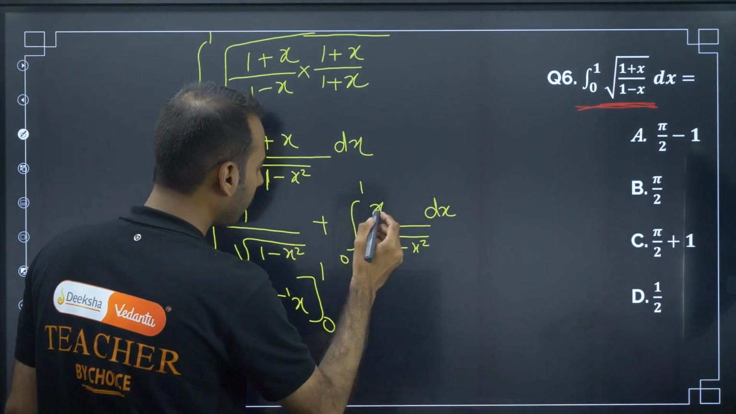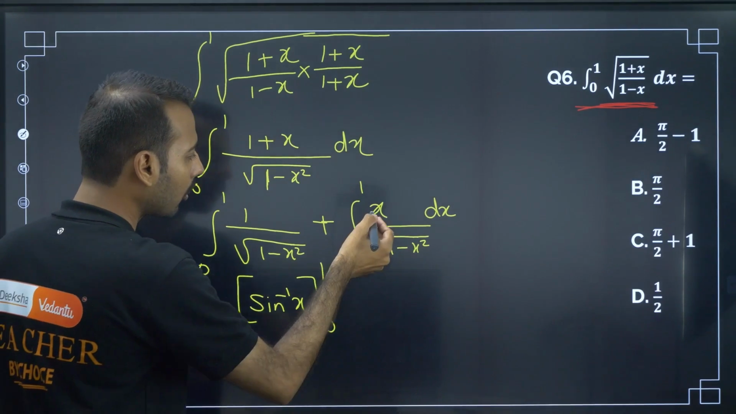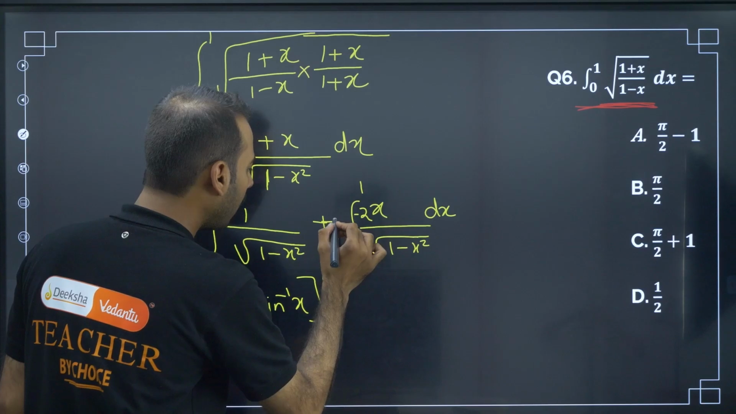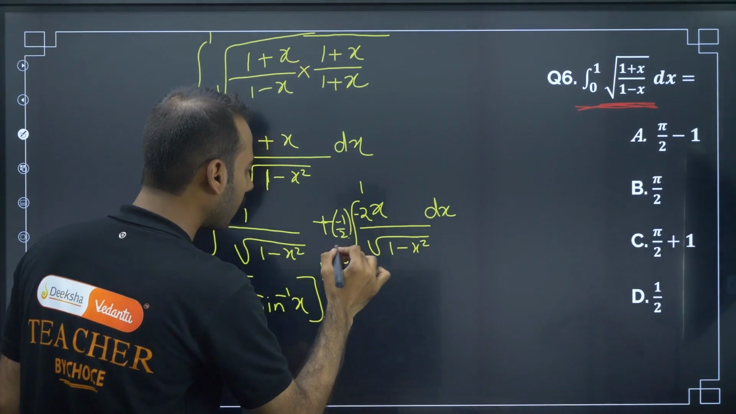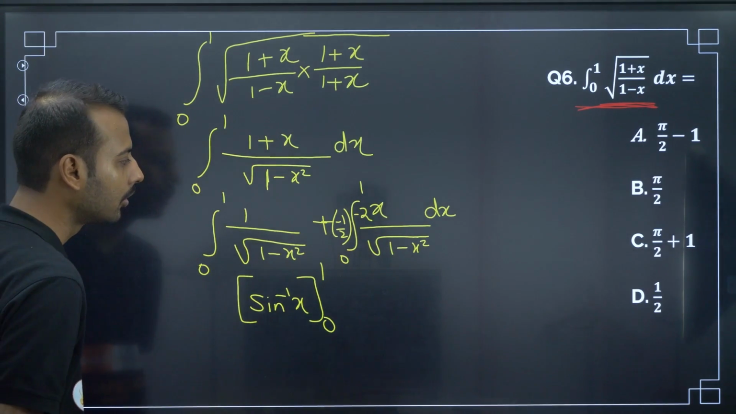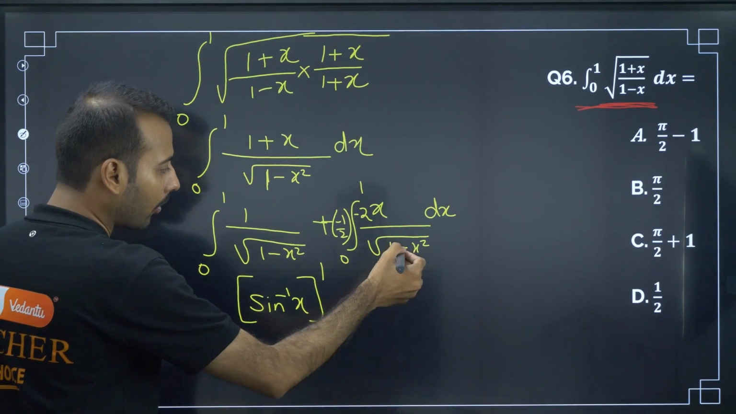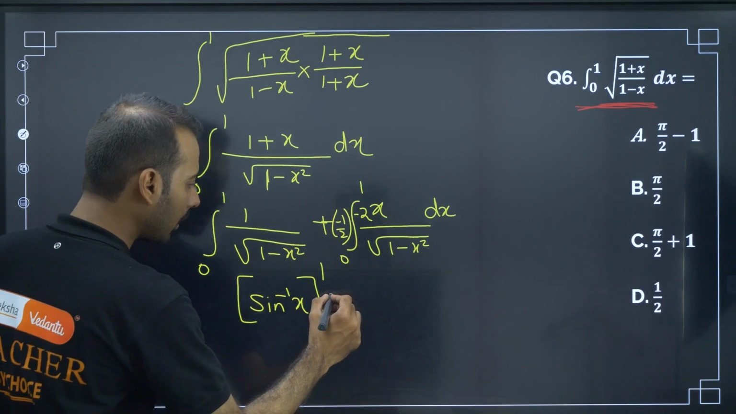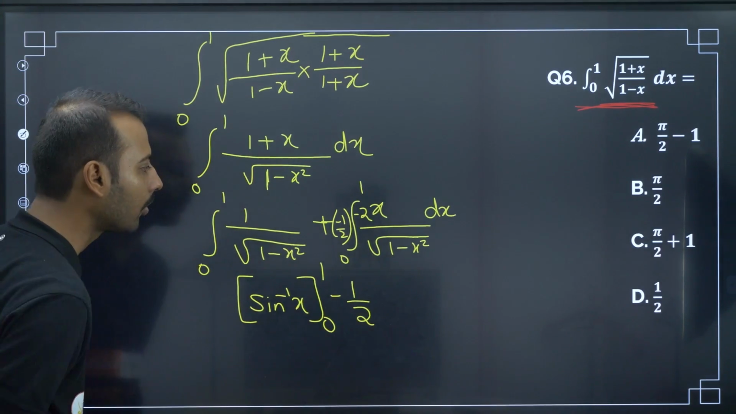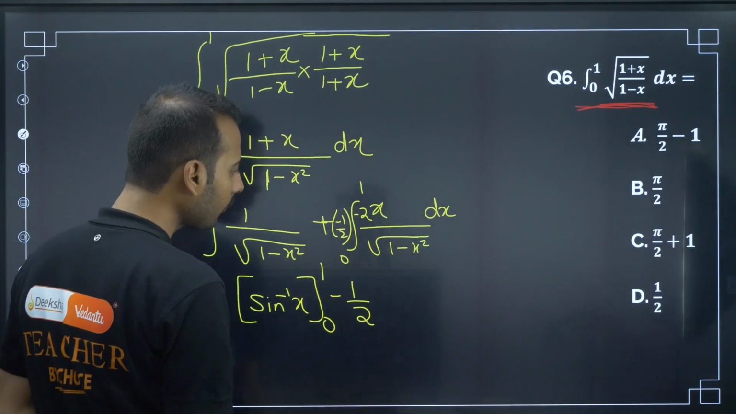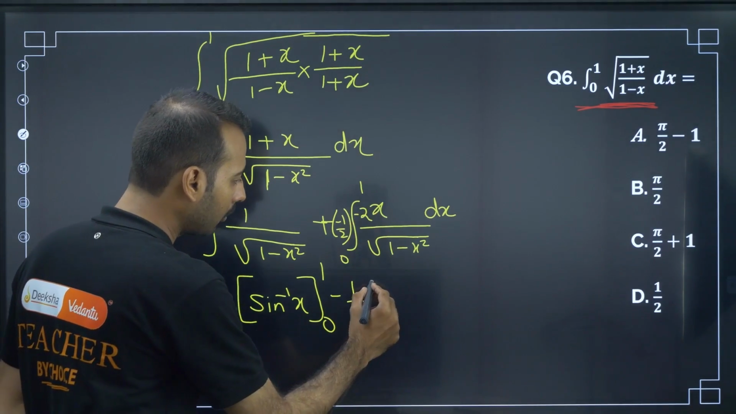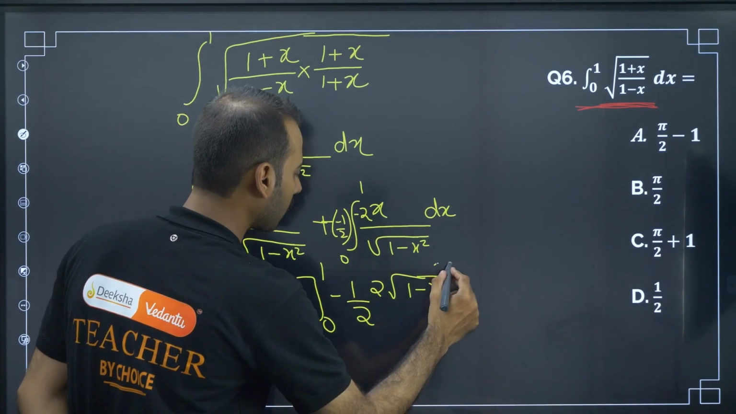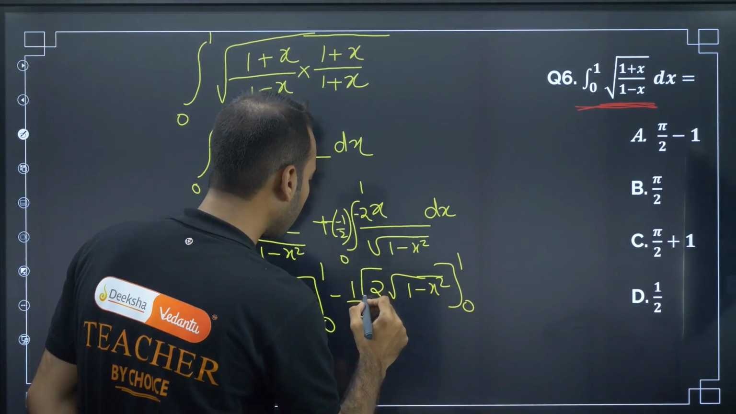Next, you observe this x by root of 1 minus x square. If I write -2 here, and -1/2 here. Now root of 1 minus x square, its differentiation is available here. First let me place this 1/2 here. f of x, by, this is its derivative, 2 root 1 minus x square, from 0 to 1.